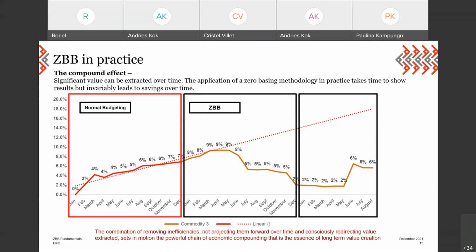You want to see this divergence happening where inefficiencies have been removed, cost is significantly lower, and this delta between the trend line and the orange line is exactly the value that you want to extract from areas that you can extract value from and reinvest into areas that give you a competitive advantage. The idea again is to look at this over multiple periods in multiple dimensions and think about the chain of economic value creation that's being set in motion by this. And it's purely by removing inefficiencies.